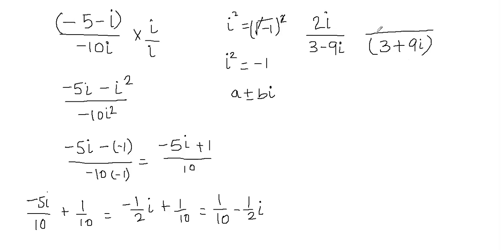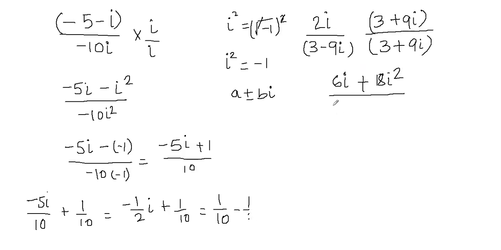Now since I multiplied my denominator by the complex conjugate, I would also have to multiply my numerator by 3 plus 9i. And now all we need to do is to use the distributive property to distribute this 2i inside the parentheses. So let's do that. This will be 2i times 3 will give me 6i. Then 2i times 9i is going to give me 18i squared.